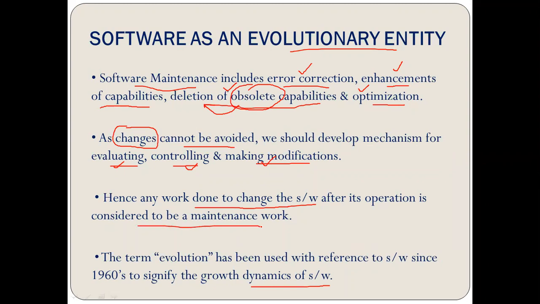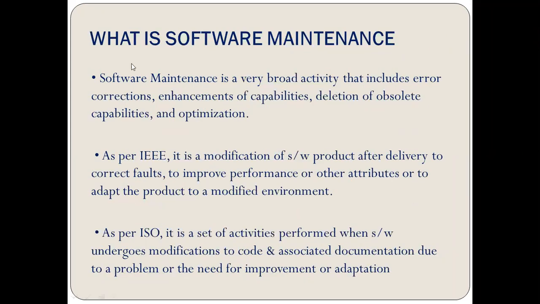Now, maintenance work is what starts once we have completed the development and the implementation of the software. The maintenance work starts from here itself. Now we have certain definitions which are stated by different organizations. These are: software maintenance is a very broad activity that includes error correction, enhancement of capabilities, deletion of obsolete capabilities, and optimization. We have already seen this.